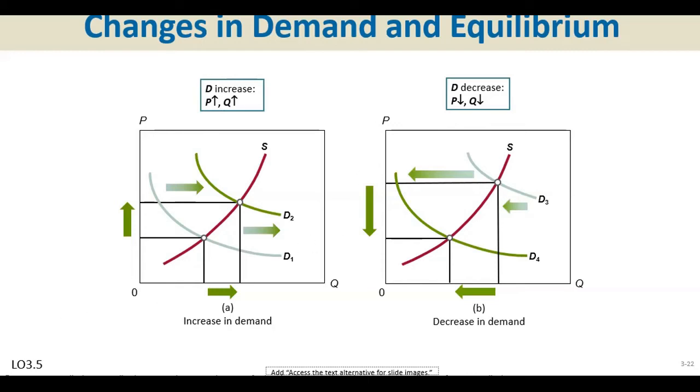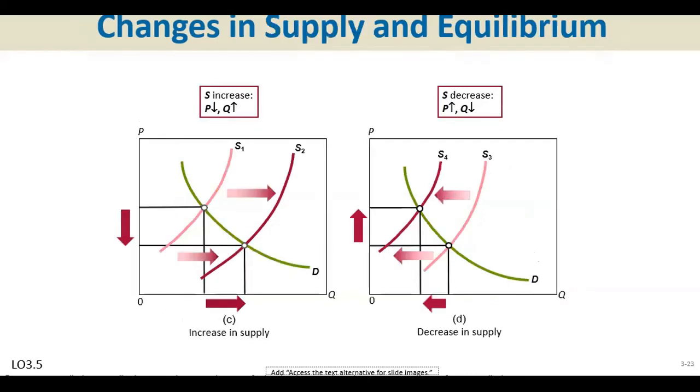Both will decrease. So if we look at a change in supply, with demand being the same, if supply increases, you will see the original equilibrium and the new equilibrium, and the equilibrium price decreases and the equilibrium quantity increases. And if supply decreases, we see that the equilibrium price increases and the equilibrium quantity decreases. Okay.